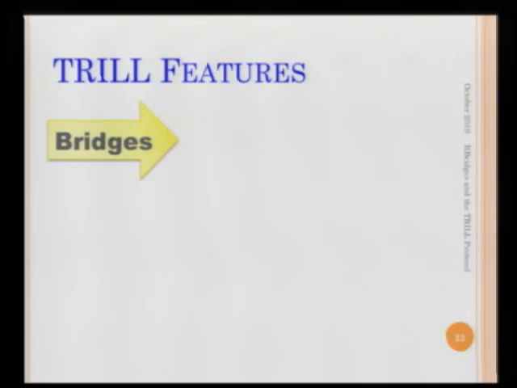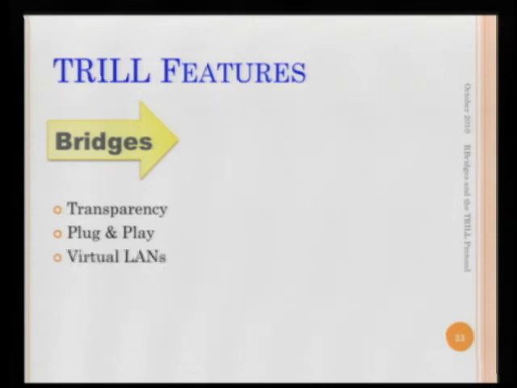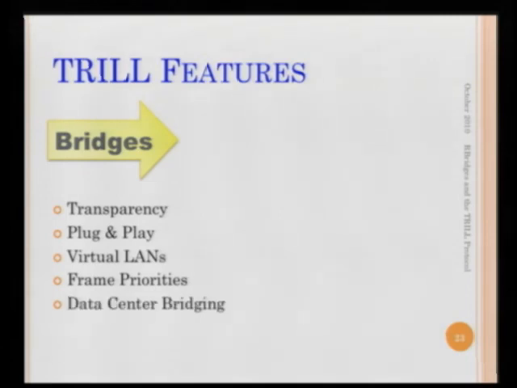So basically, bridges have a lot of great features. They're transparent, plug and play, great stuff. They implement virtual LANs, useful for security and other things. They have frame priorities, which is a good thing. And leveraging off the frame priorities to label different kinds of traffic for effectively different pipes, there's data center bridging, which I have more on later. And currently, there's under development a bunch of virtualization support called edge virtual bridging. These are all great things about bridges.